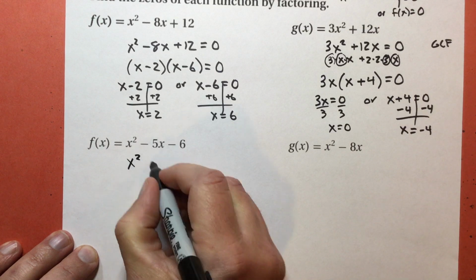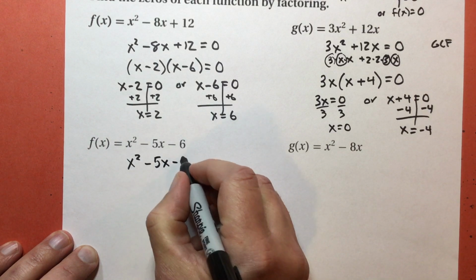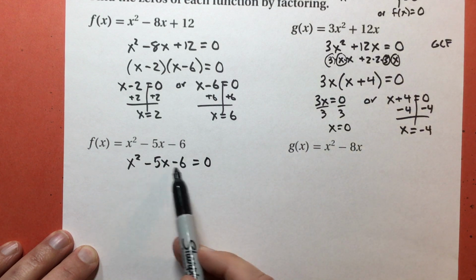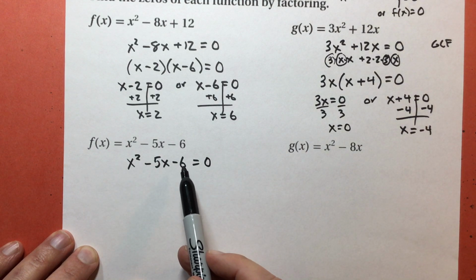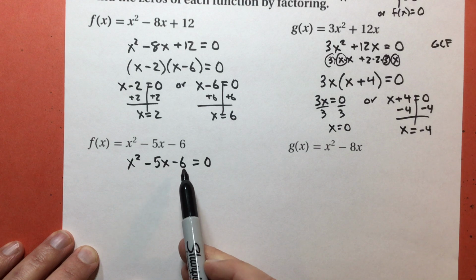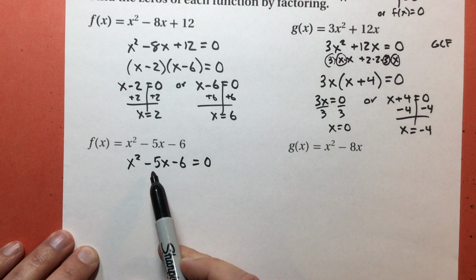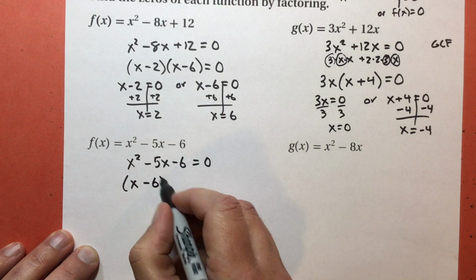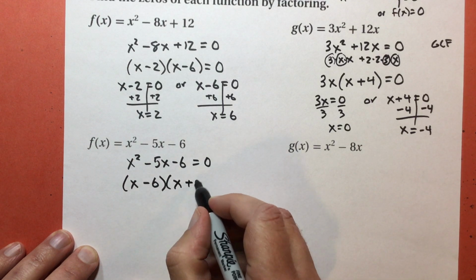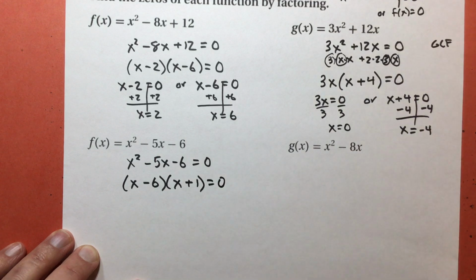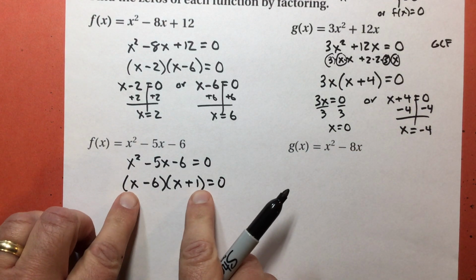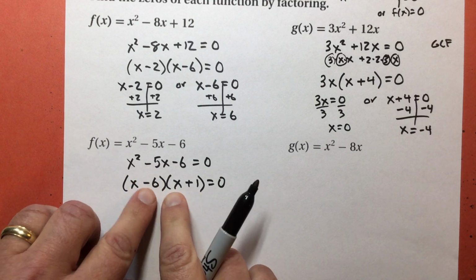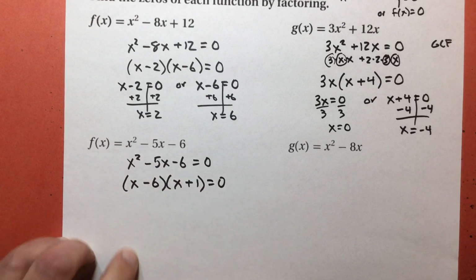I get x squared, subtract 5x, subtract 6 equals 0. This is a trinomial. I have all three terms. What two numbers multiply to give negative 6, but add to give negative 5? That would be x subtract 6, x plus 1. And we can check it. 1x plus negative 6x is negative 5x. And of course, negative 6 times positive 1 equals negative 6.